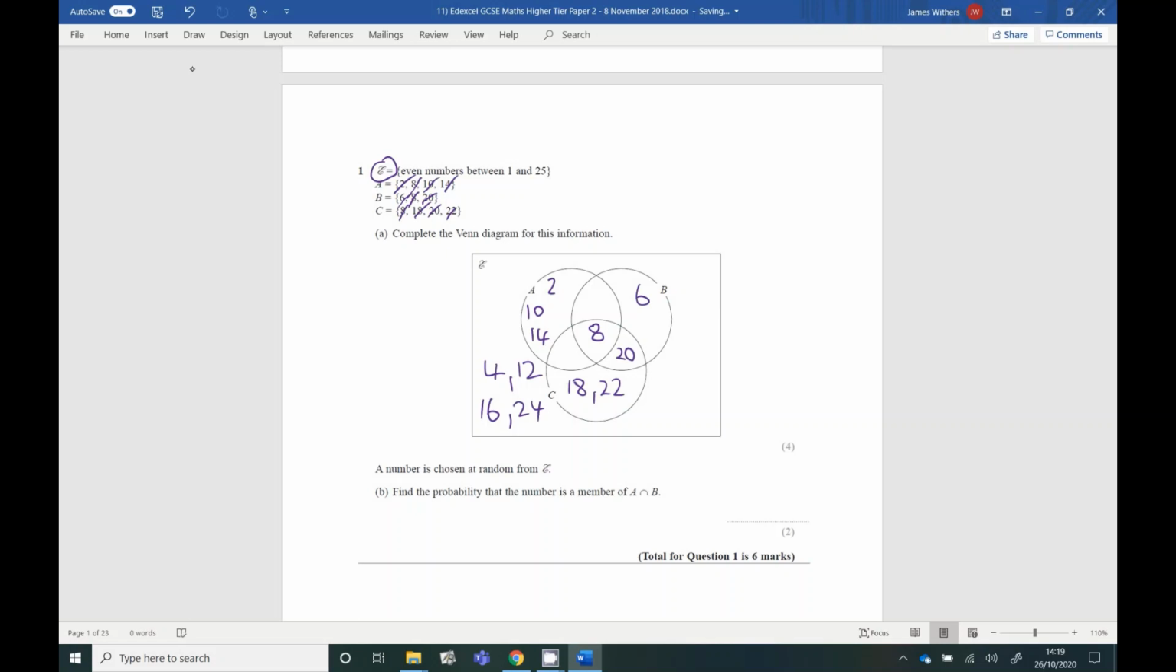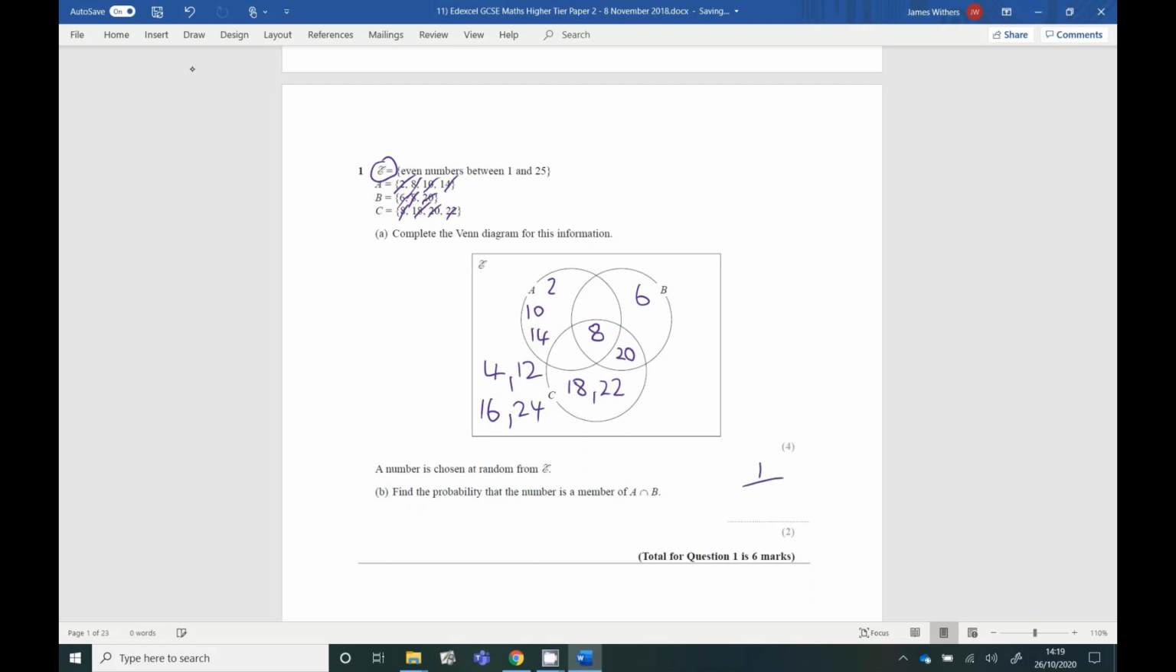Now for part B, a number is chosen at random from the universal set. Find the probability that the number is a member of A intersection B. So that means it's in both A and B. Well, there's only one number that's in both A and B. That's the number 8. So there's one of them.